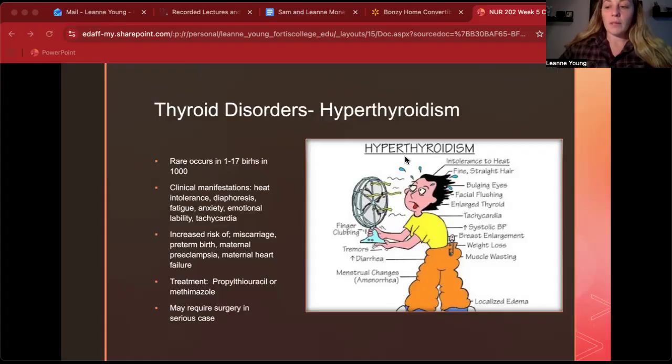So sometimes the best thing to do is to remove the thyroid completely and give mom replacement, so Synthroid. Basically, they would be hypothyroid after the removal of their thyroid gland. So we would treat them as a hypothyroid patient.